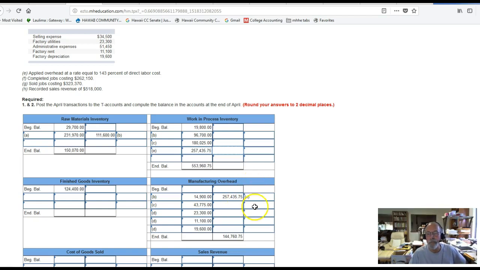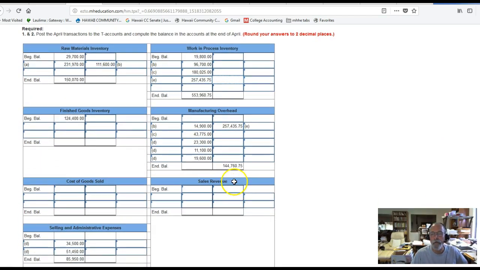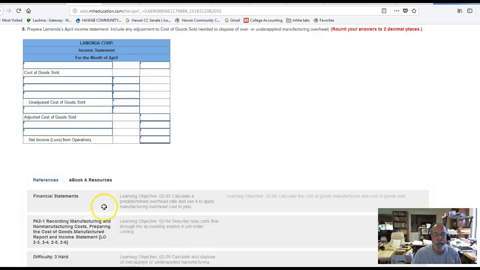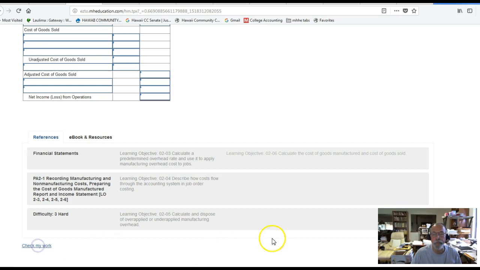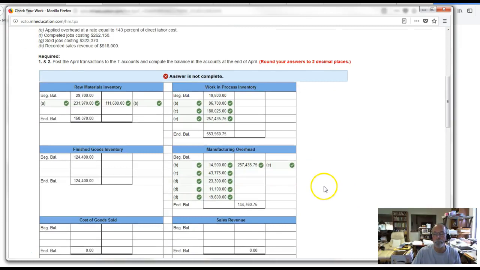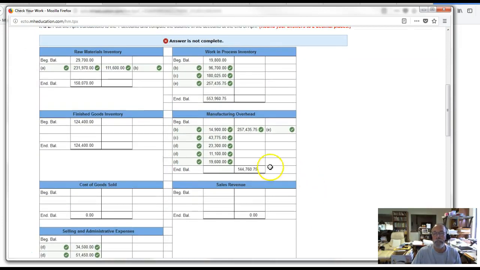It looks like a really big amount. And right now our manufacturing overhead is over applied by a pretty big amount as well. 144,760.75. And so what we probably should do is check that entry and make sure that we're okay. And let's hope we are. And we are.